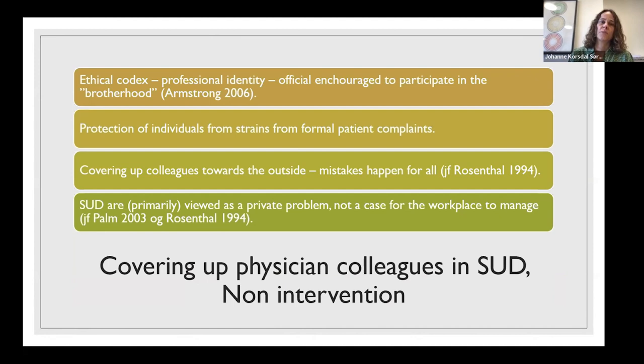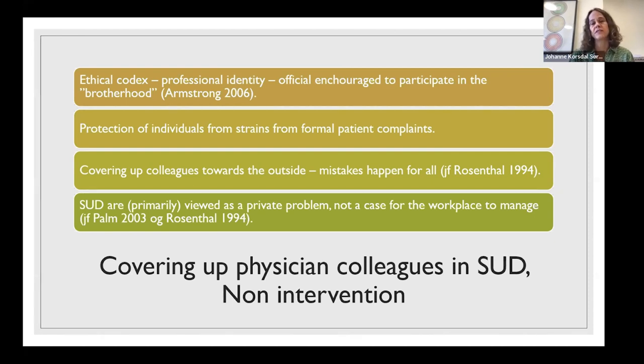And Armstrong once pointed out that there is a kind of brotherhood among physicians, and that in this brotherhood, they tend to protect each other from, for instance, patient complaints. And this leads to the covering up towards the outside, because they know that mistakes will happen at some point, and it can happen for everyone. And this is actually, in a way, a good thing, but it also leads to the non-intervention. It's not the only thing, and I will point to other things that point in the direction of non-intervention.